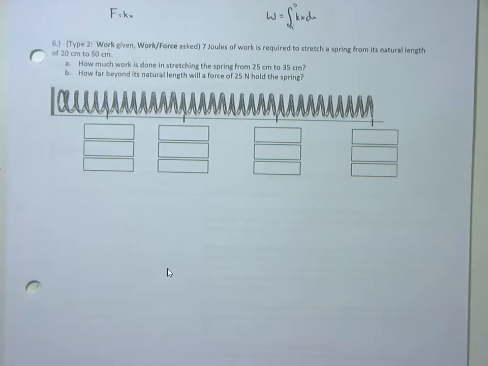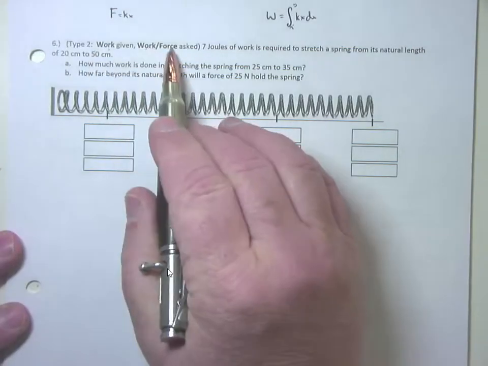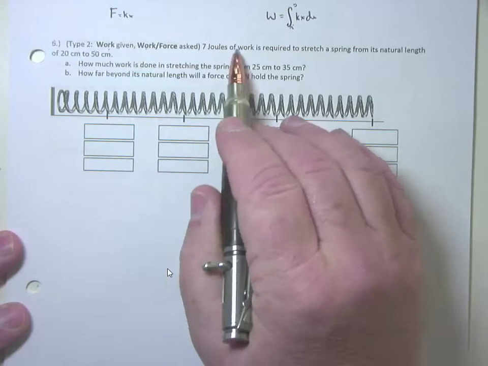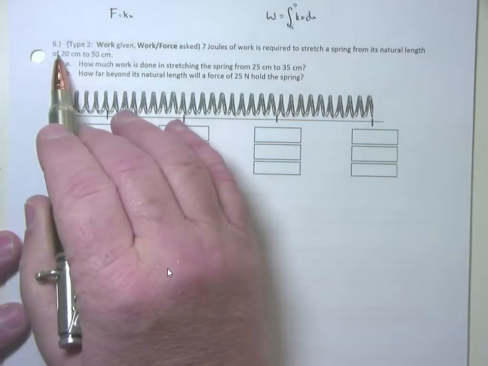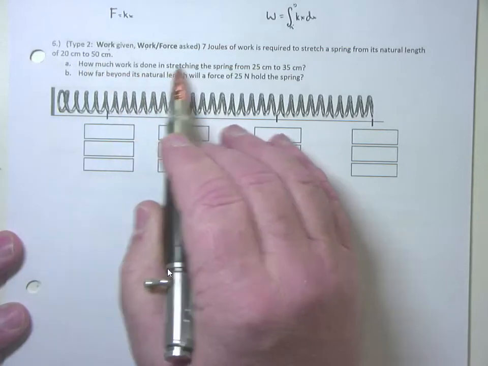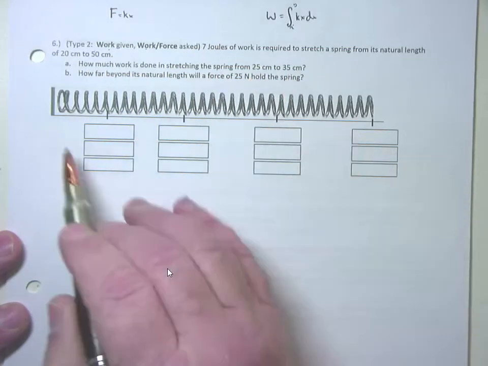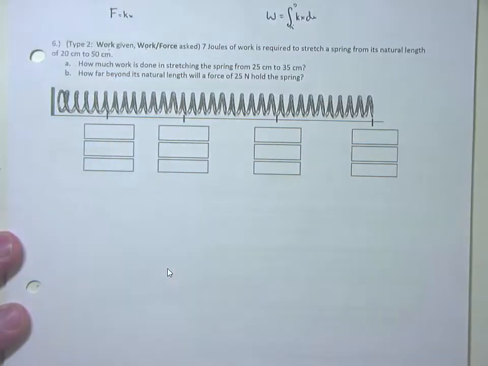It says this. This is one where work is given and force is asked about. 7 joules of work is required to stretch a spring from its natural length of 20 centimeters to 50 centimeters. How much work can be done in stretching the spring from 25 centimeters to 35 centimeters? How far beyond the natural length will a force of 25 newtons hold the spring?